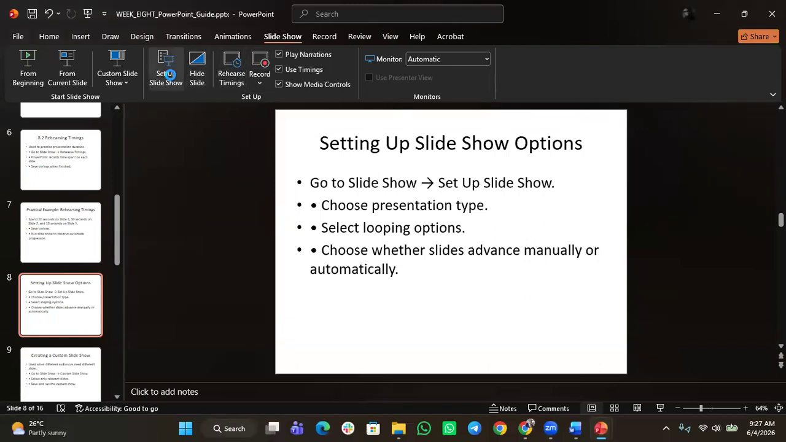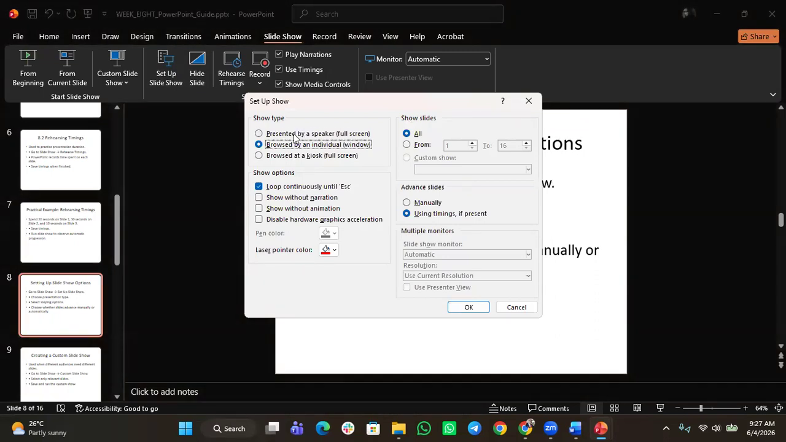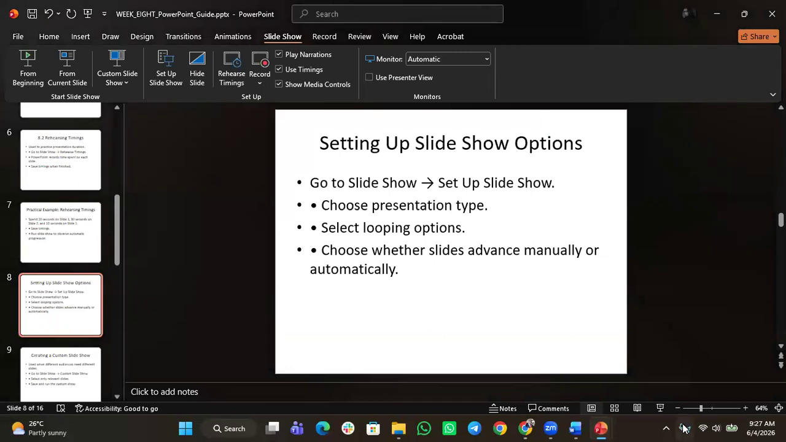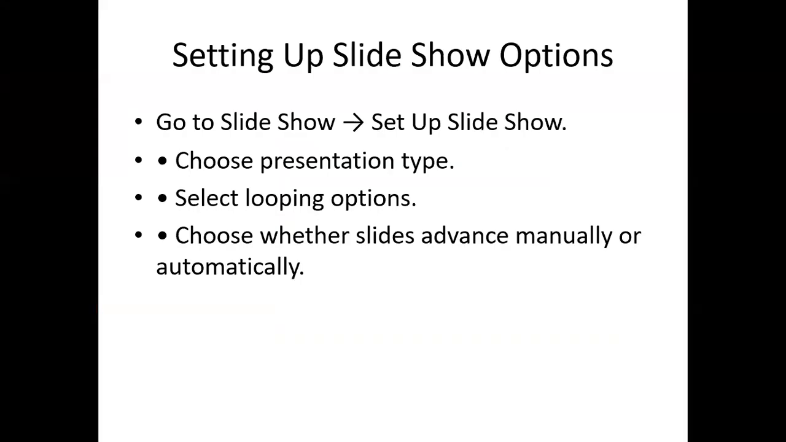I click set up slideshow again, maybe let me choose the first option and I click OK. Then you will not see that again. You will not see that right up there again. I don't know whether you are noticing that. That write-up is no more there. This is a full screen now.